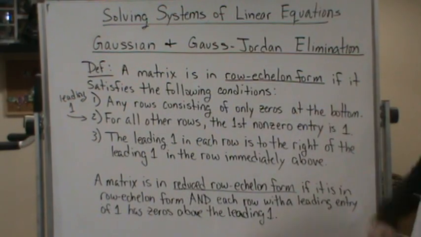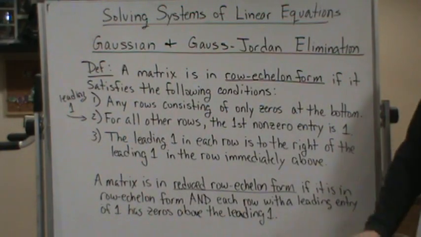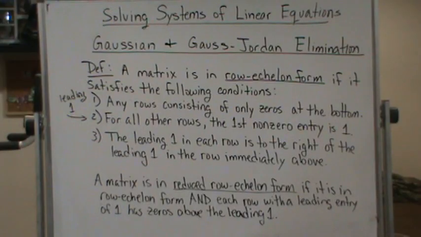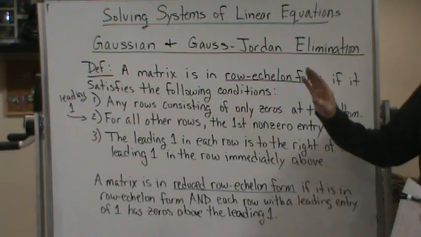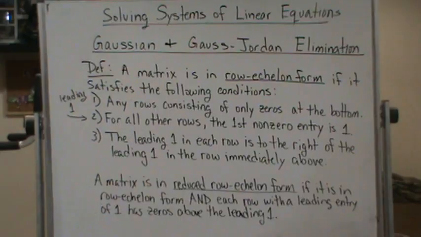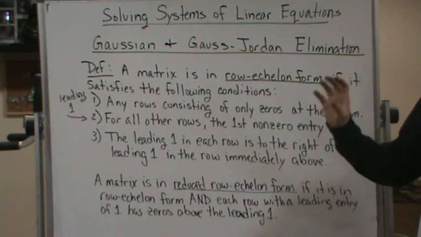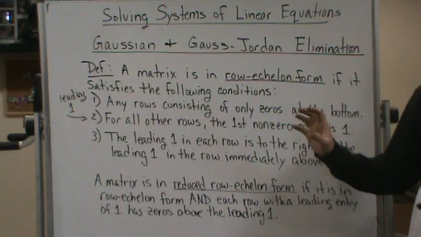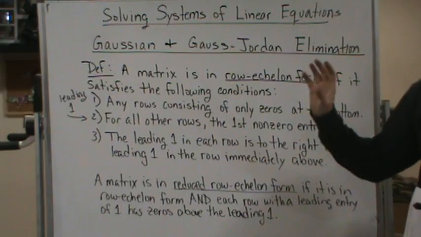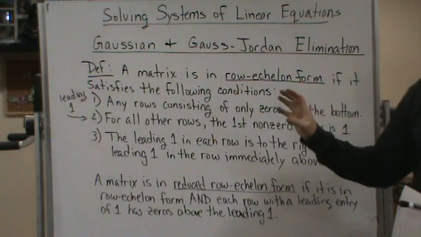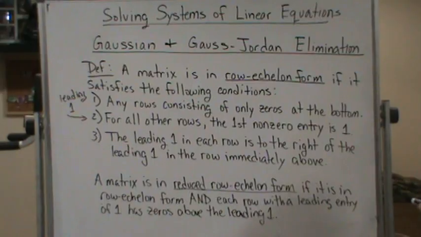One, any row consisting of only zeros is at the bottom of the matrix. Two, for all other rows, the first non-zero entry is a 1. We call these ones leading ones. So it's the first non-zero entry of the row, the leading entry, and we want that to be a 1.